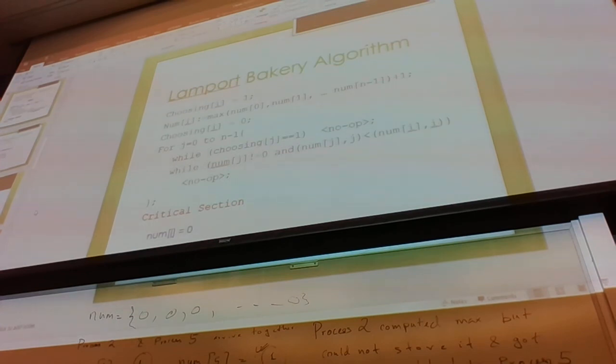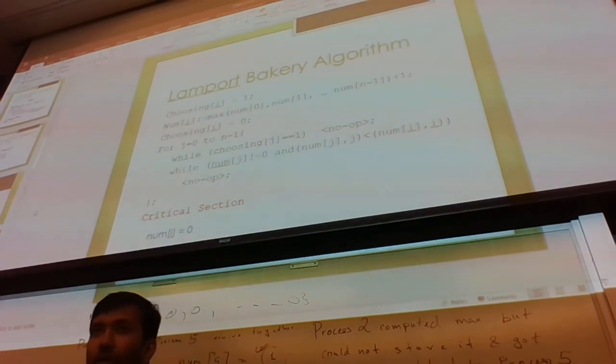The while loop checks process 6, breaks because num6 is 0. Checks process 7, 8, 9, 10, however many, process n. Checks process n, num_n is 0, so it breaks. So if it breaks for all the processes, it goes into critical section. So now process 5 is in critical section. Do you understand that there is nobody stopping process 5 from going into critical section?